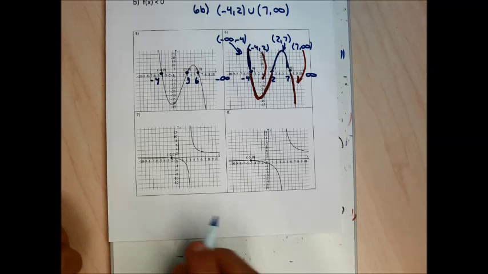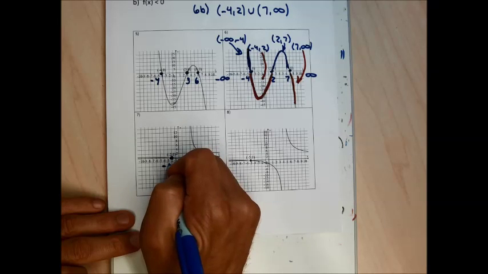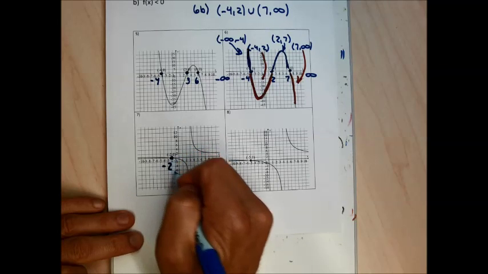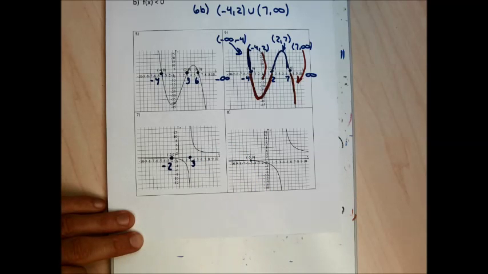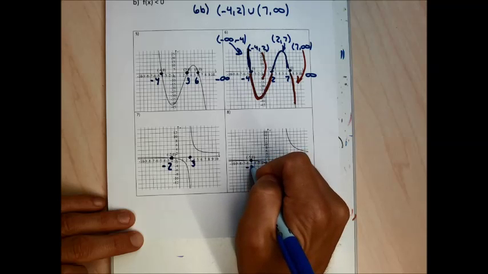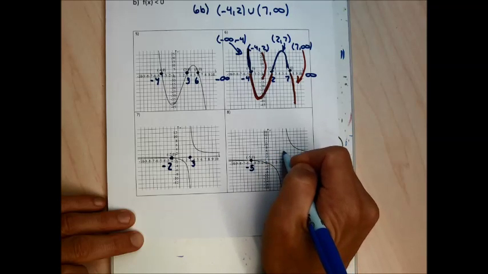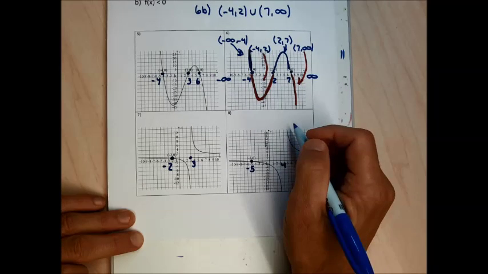In problem 7, the numbers you're going to need to mark on the x-axis are negative 2, which is an x-intercept, and positive 3, which is a vertical asymptote. When I go to do my problem 8, I'm going to mark negative 5 on my x-axis for my x-intercept, and positive 4, that's my vertical asymptote.